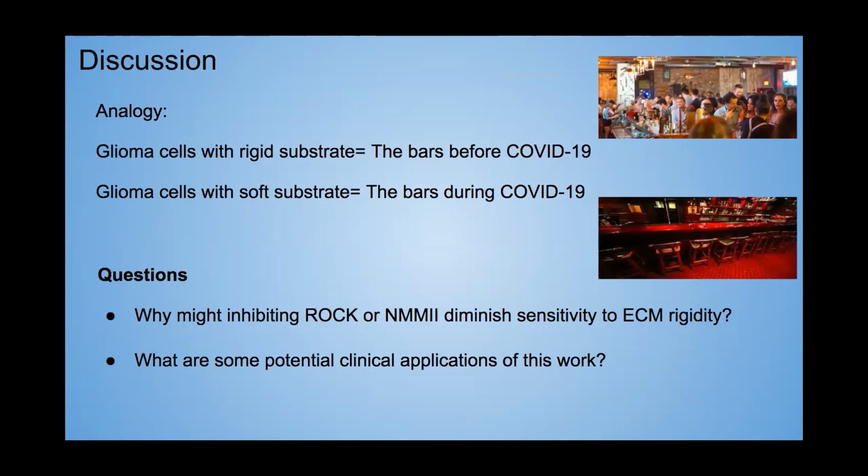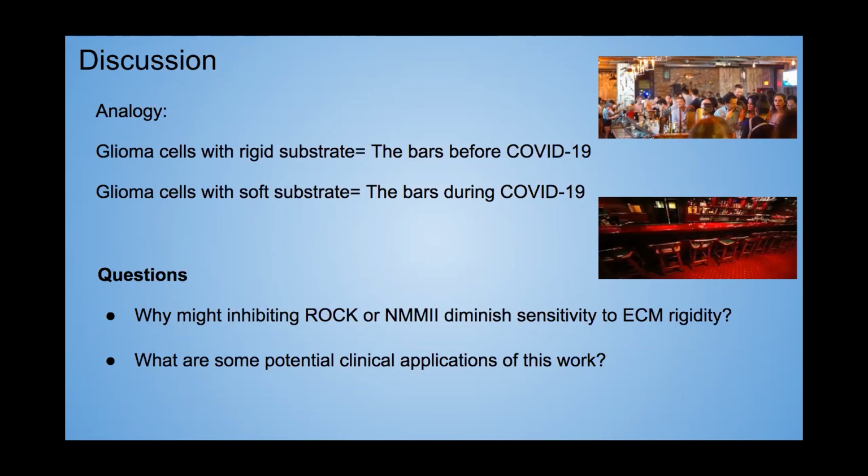Basically, if each cell is a body, there's just a lot of activity and a lot going on. And then the glioma cells with the soft substrate are the bars during coronavirus. I guess not anymore. They're not letting anyone in, but perhaps even after. Basically, no movement, no activity, not a lot of bodies, not a lot of proliferation, or just not much going on. They can't exactly thrive under those conditions.